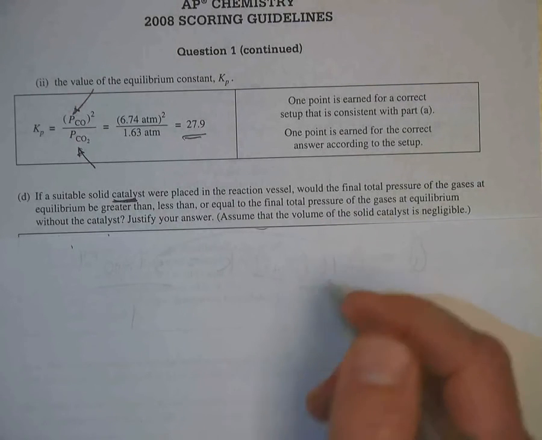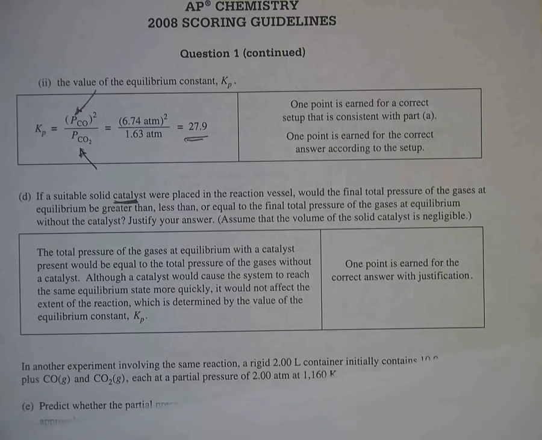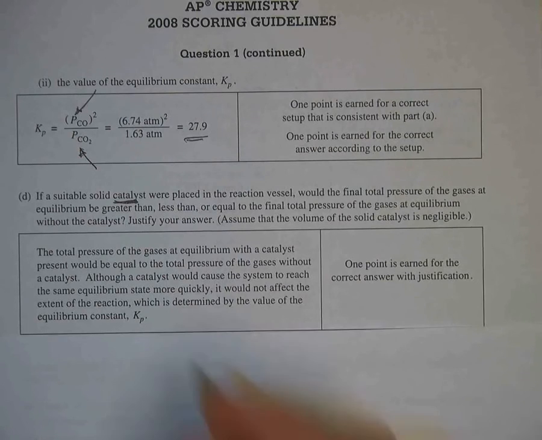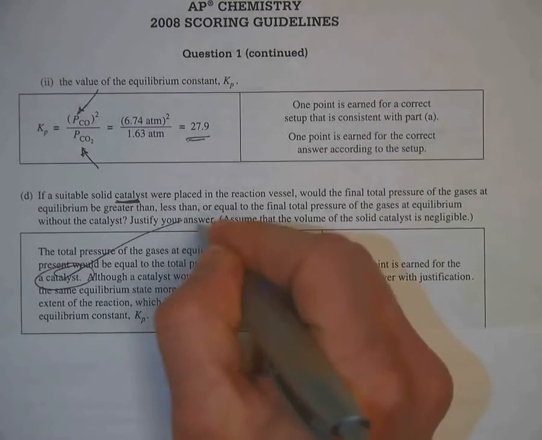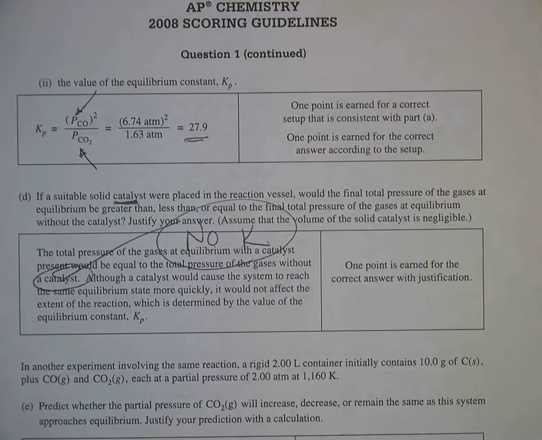Jump up and down, jump up and down. The total pressure of the gases at equilibrium with a catalyst present would be equal to the total pressure of the gases without a catalyst. In other words, the catalyst has no effect. Although the catalyst would cause the system to reach the same equilibrium more quickly, it would not affect the extent of the reaction, which is determined by the value of Kp. Once again, a catalyst has no effect on K. It just makes it get to K faster.